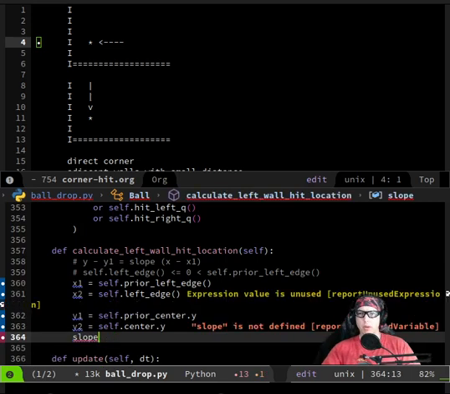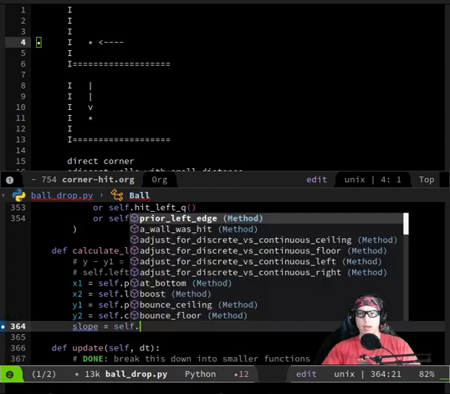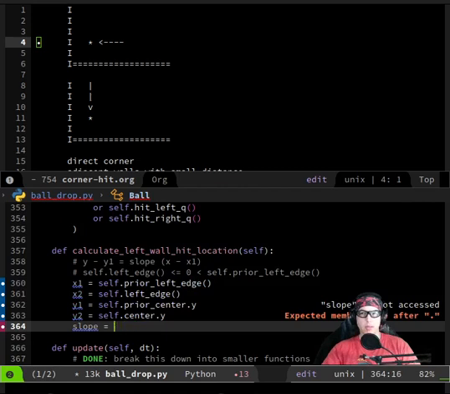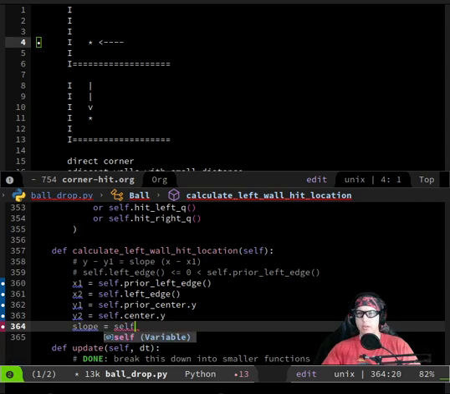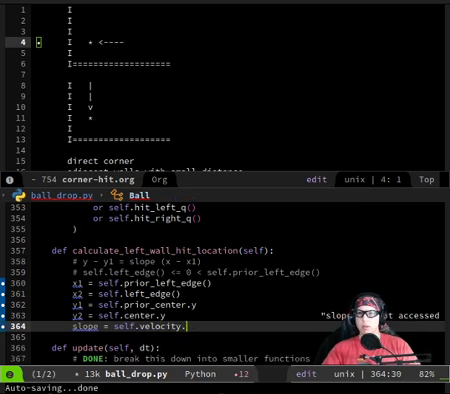Is slope a keyword? That's weird. I wonder why it colors like that. Anyway, yeah, we can use slope. What is the slope going to be? Is it self dot velocity dot y divided by self dot velocity dot x?